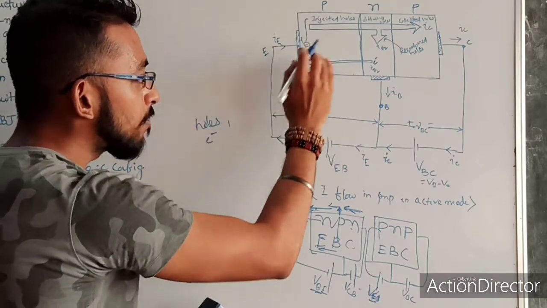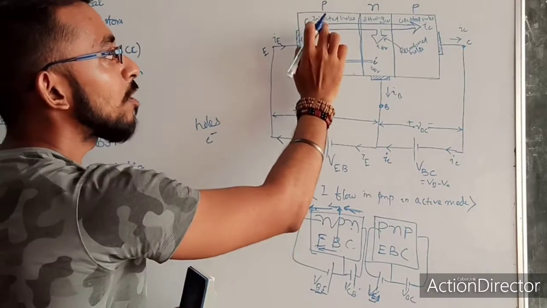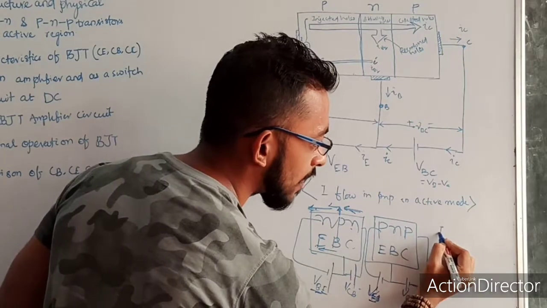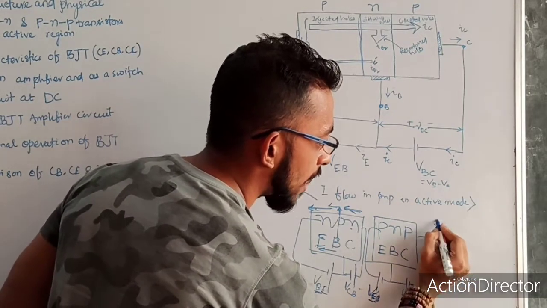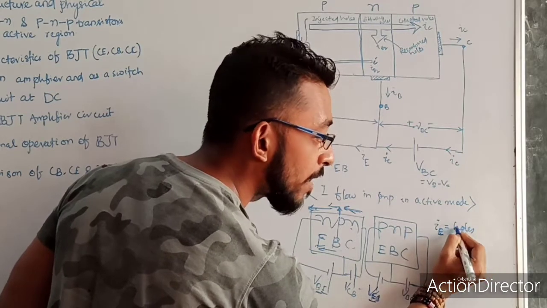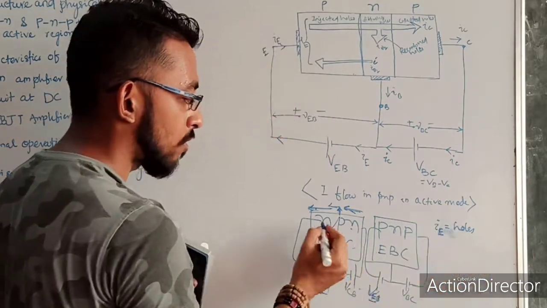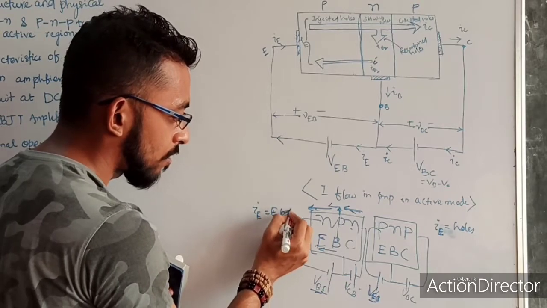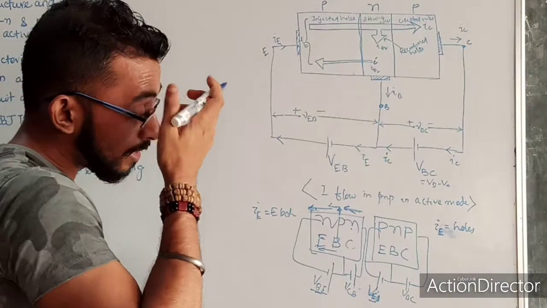So in PNP my current is mainly because of holes. Okay, in PNP the emitter current, small i capital E, is mainly because of holes. There are electrons also, but the emitter current is mainly due to holes. This is the first point.